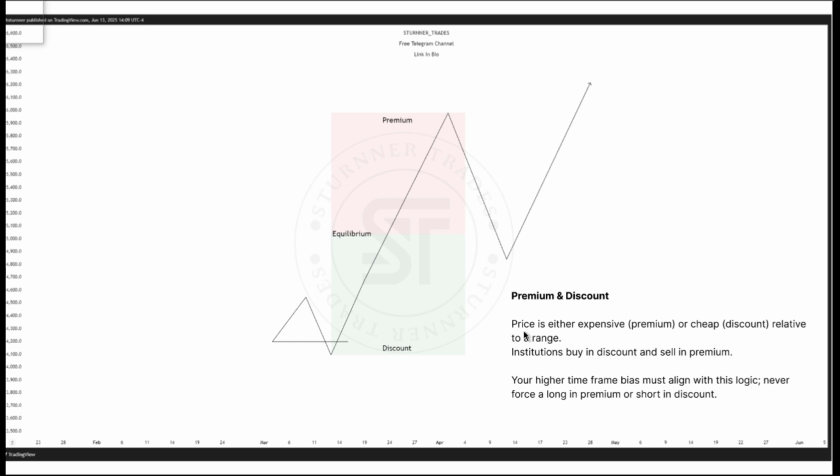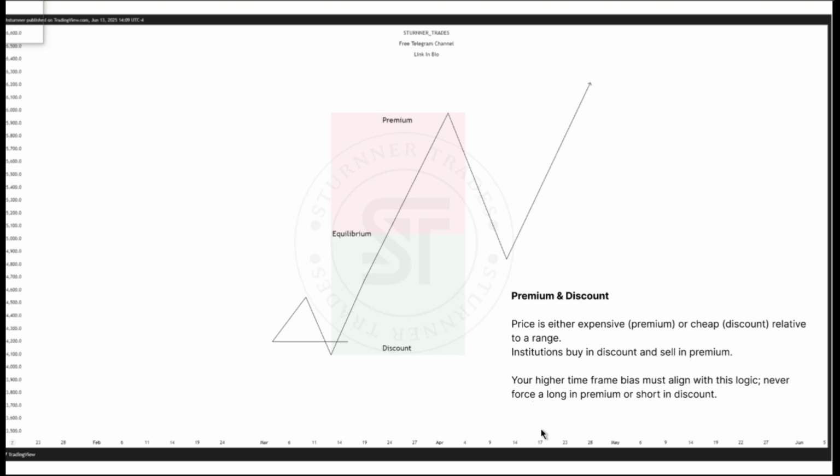Premium and discount. Price is either expensive in premium or cheap in discount relative to a range. Institutions buy in discount and sell in premium. Every market move plays out within a range. Smart money buys when price is cheap in discount and sells when it's expensive in premium. So before taking any trades, we ask ourselves, is price in a zone where smart money would actually want to do business? In this bullish schematic, price pulls back into the discount zone, which is where we expect smart money to get active. And that is where we will be looking for a long setup in alignment with higher time frame intent.